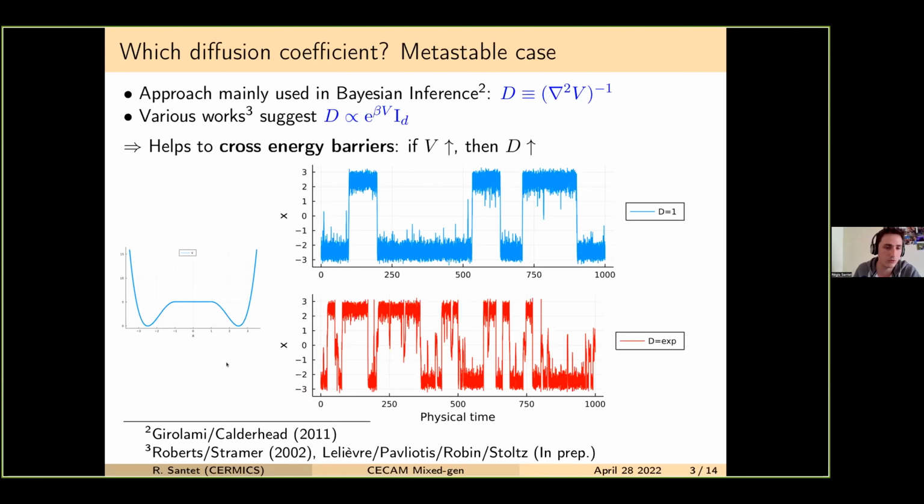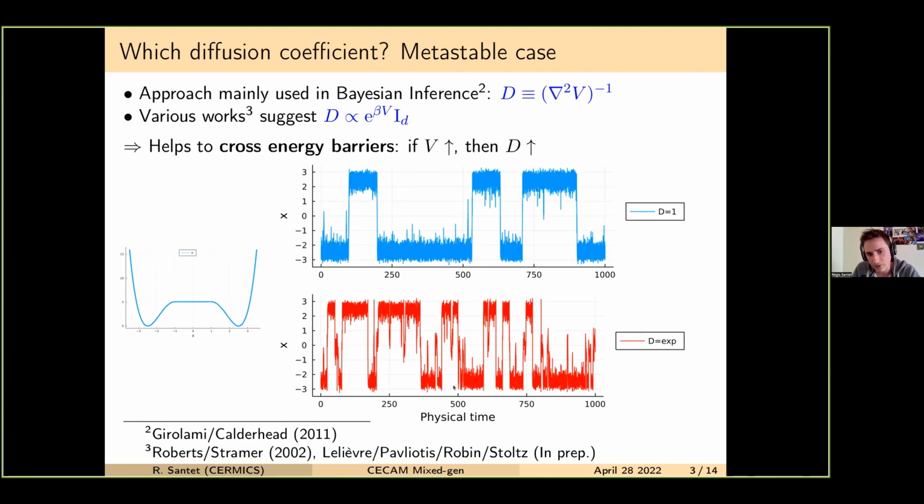To illustrate this, I have a simple 1D potential profile here that exhibits two wells. You can think of those two wells as corresponding to two metastable configurations. I've plotted here two trajectories, and they can be compared because I started them at the same point and used the same noise for each of them. When I use the usual additive noise in front of the Brownian motion, this is the trajectory in blue, whereas if I use the diffusion coefficient of this form, then I have this trajectory in red.